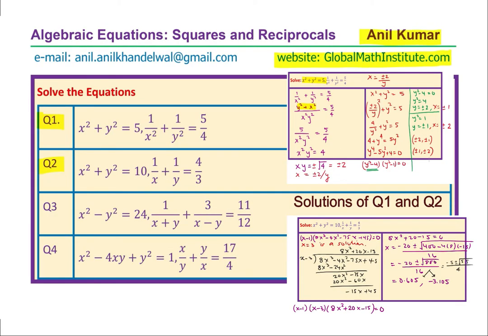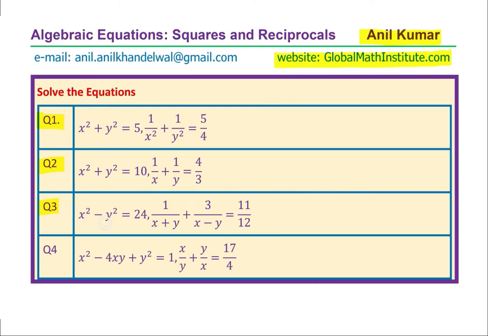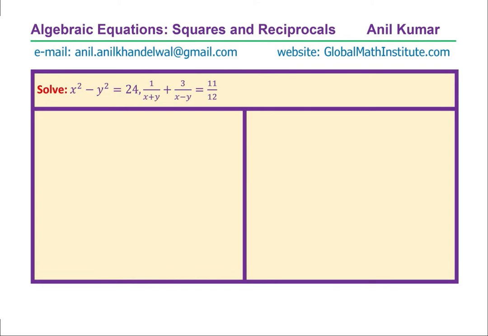And now we are looking into the solution of question number 3, which is x squared minus y squared equals 24, and 1 over x plus y plus 3 over x minus y equals 11 over 12. We'll see how we solve this simultaneous equation, which involves squares and reciprocals. So let's go straight to the solution now. The equations for us are x squared minus y squared equals 24, and 1 over x plus y plus 3 over x minus y equals 11 over 12.